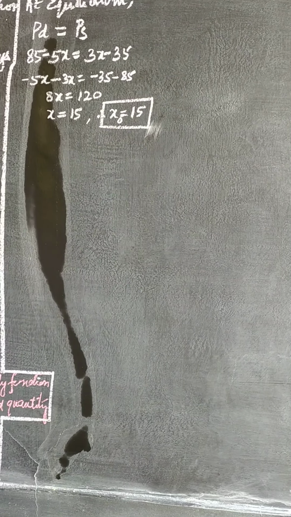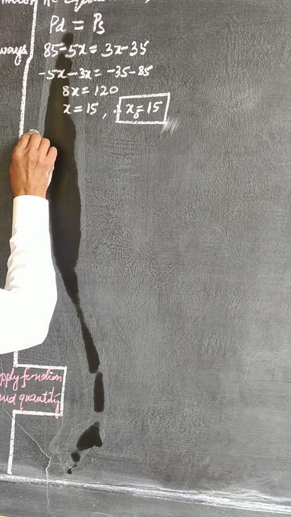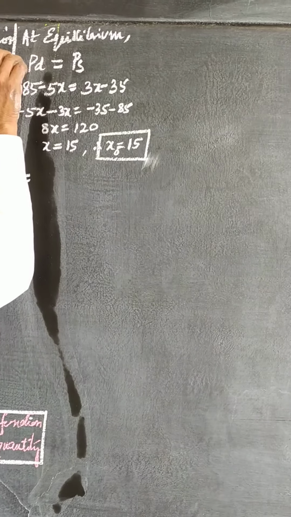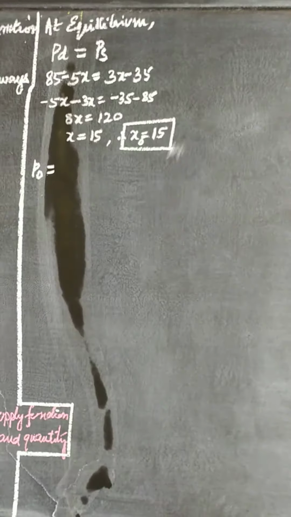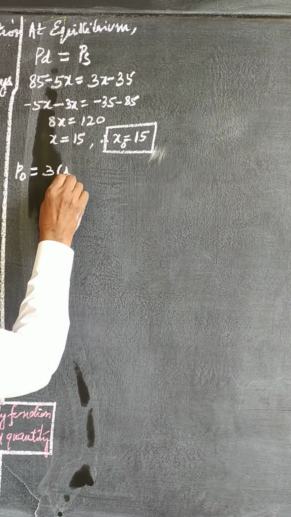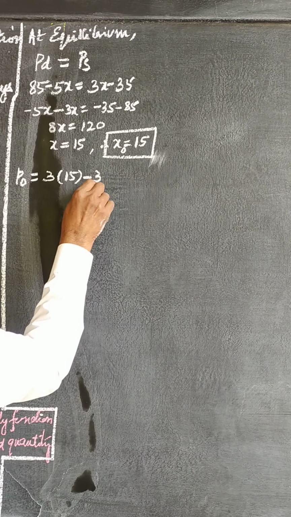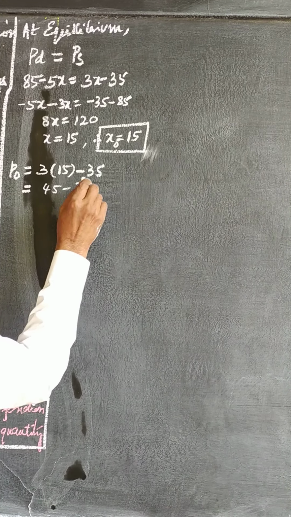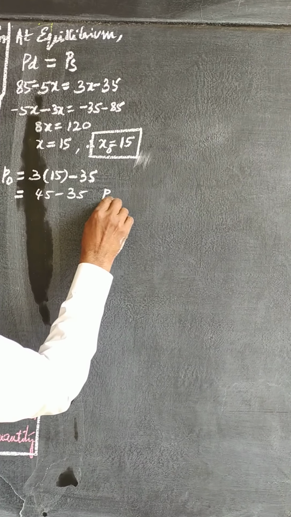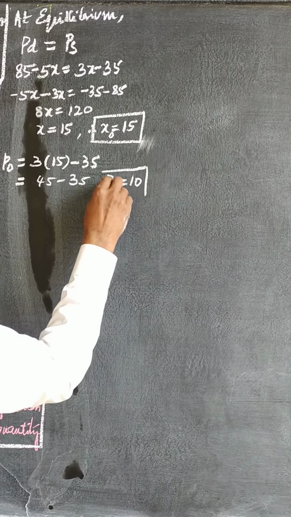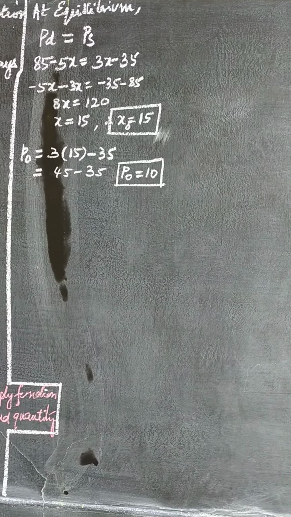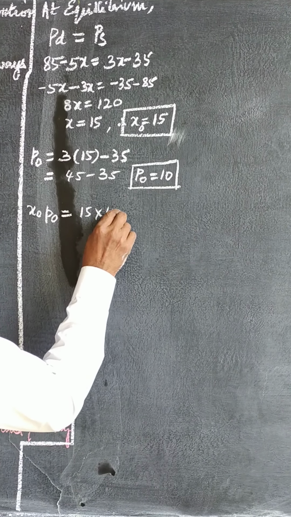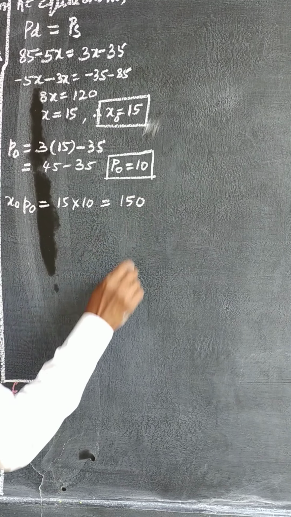X naught is equal to 15. Now P naught we can find. You can substitute this x naught value in any of these equations, PD or PS, and you can get the value. Therefore 3 into 15 minus 35, 45 minus 35, which gives you P naught is equal to 10. Therefore x naught P naught is equal to 15 into 10, which is equal to 150.